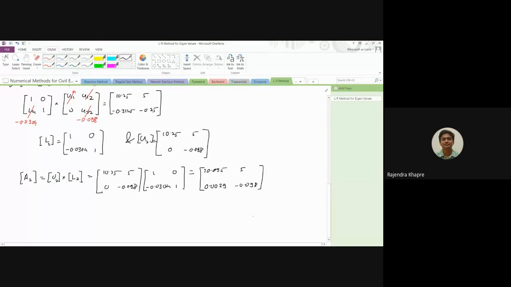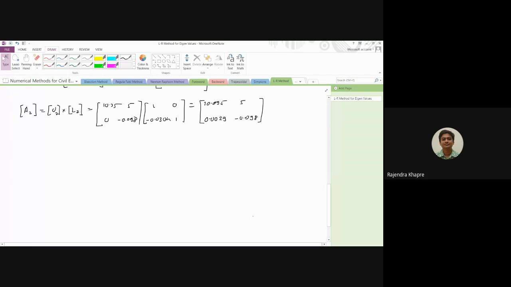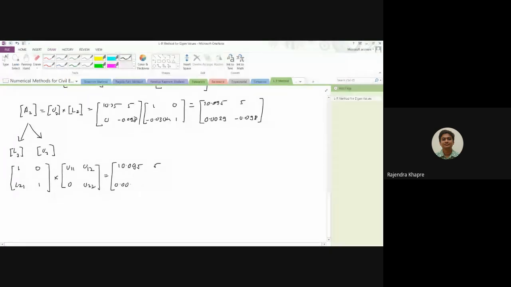In this, what you have to do is break the given matrix again into two parts. So this matrix has to be broken into the L matrix, which I am going to call L3, multiplied by U3. Your L3 will have a shape something like 1, 0, L21, 1, multiplied by U11, U12, 0 and U22, such that if you multiply this, you should get the original matrix, that is 10.095, 5, 0.0029, and minus 0.098.